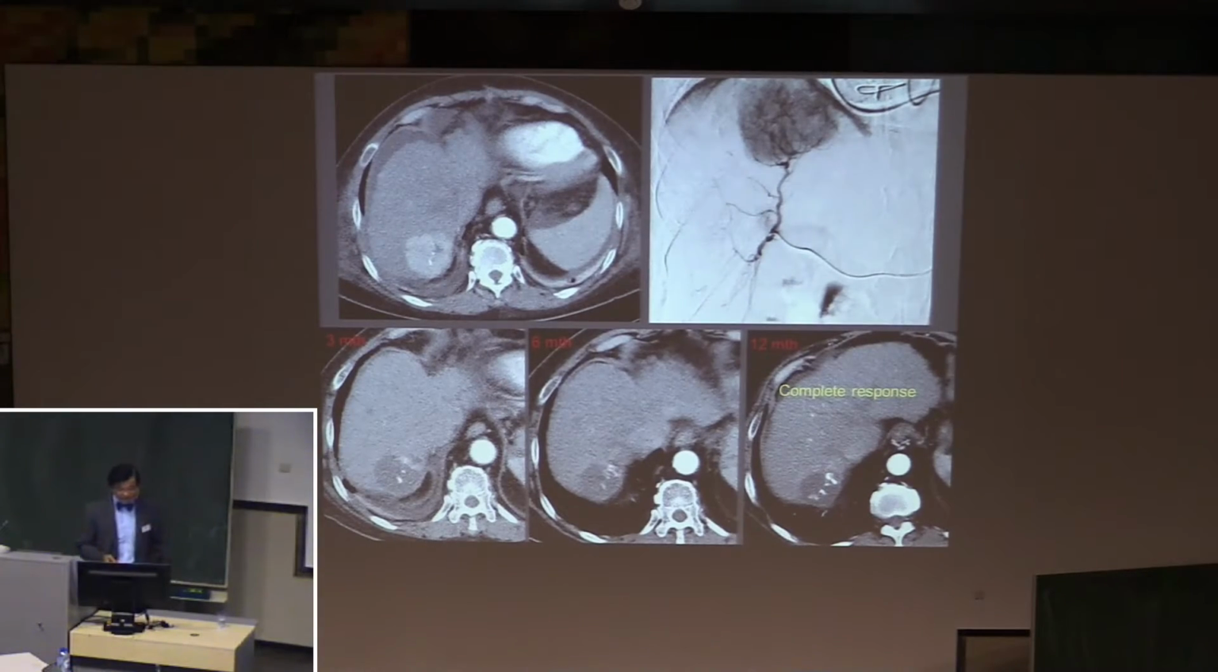All right, and here's an example of what can be done. Tumor within the right lobe, very vascular tumor. Here's the angiography, treated 3 months, 6 months, 12 months, basically a complete response on quite a big tumor.